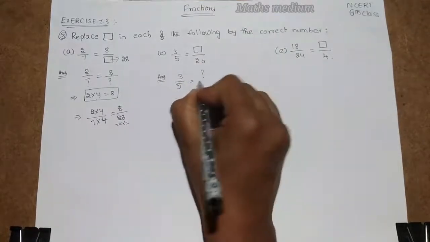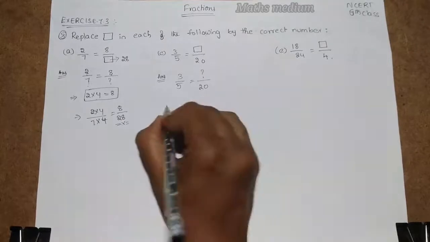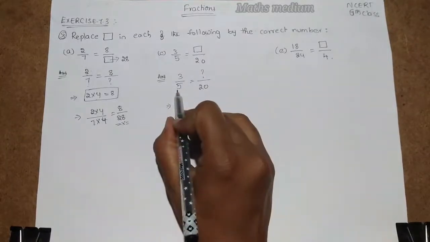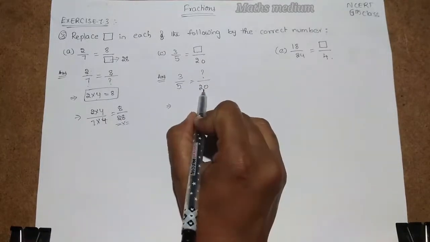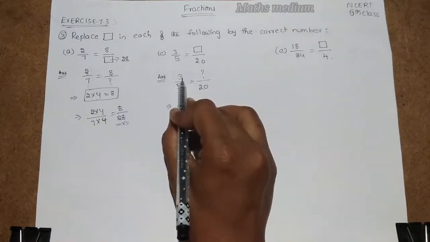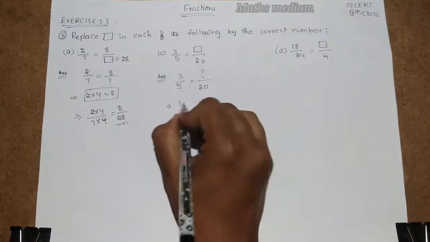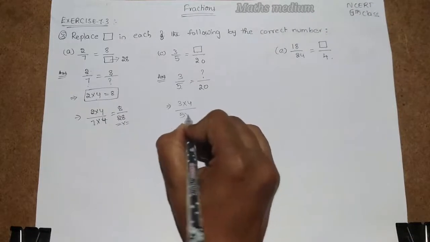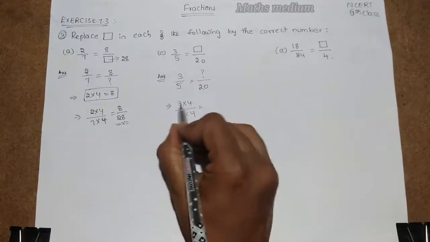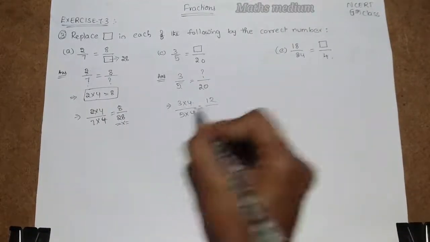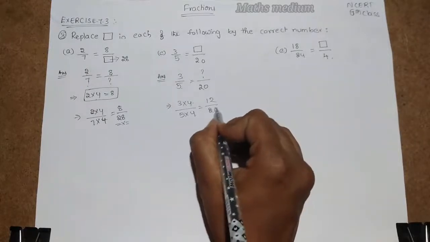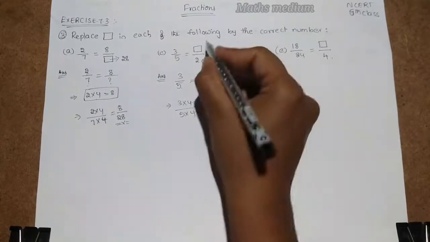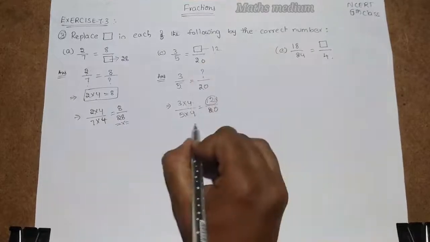We have to find this by 20. Here 5 is multiplied by 4, we get 20. Similarly, we have to multiply the numerator with 4 also. So 3 into 4 divided by 5 into 4. We get 3 4s are 12 by 5 4s are 20. We have the numerator as 12. So this is the answer, 12.